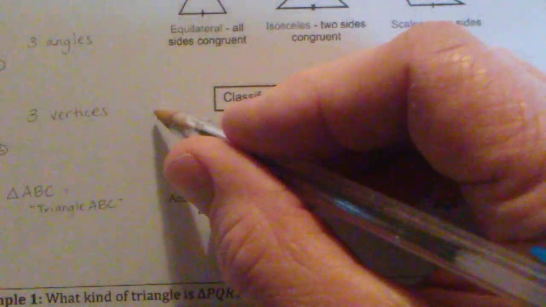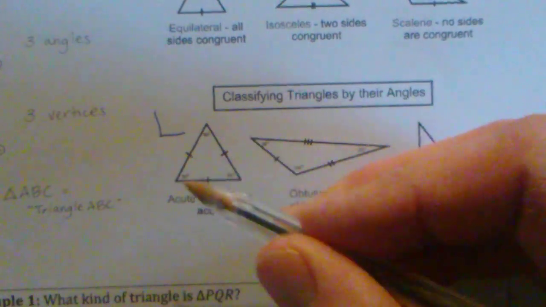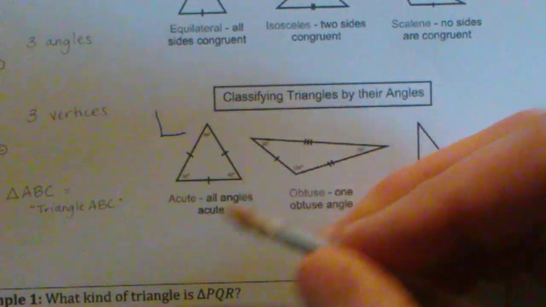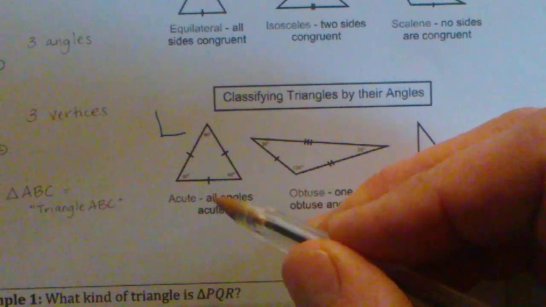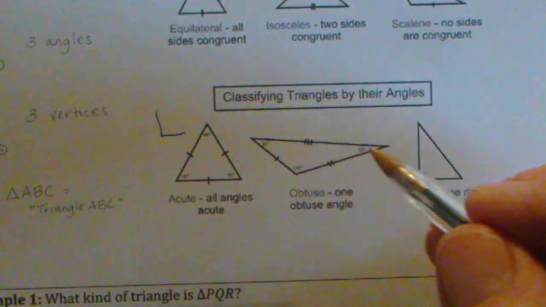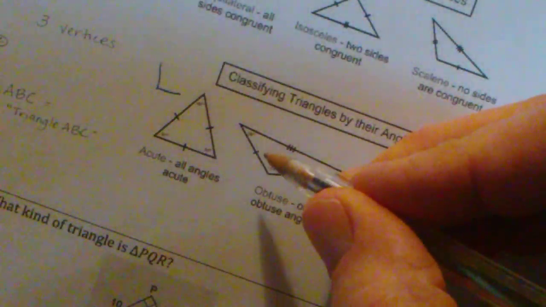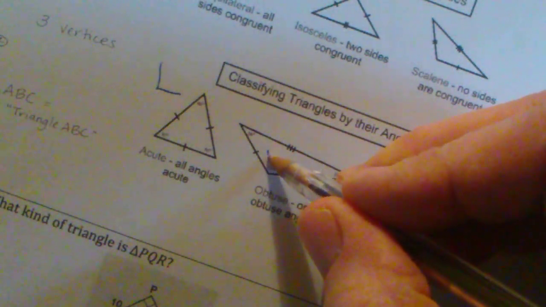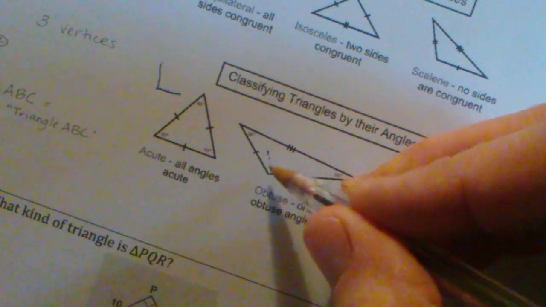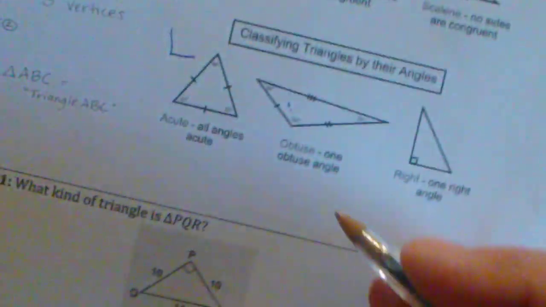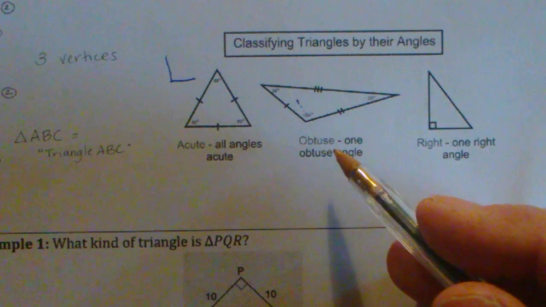What's 90? 90 is like this, like a corner of a room. That's 90. All of these angles are smaller than 90, so we call it acute. If an angle is bigger than 90, which angle is bigger than 90? That's smaller. That's one. This one here, 90 would be like this, right? But it's bigger than 90. That's called obtuse, when one is bigger than 90.